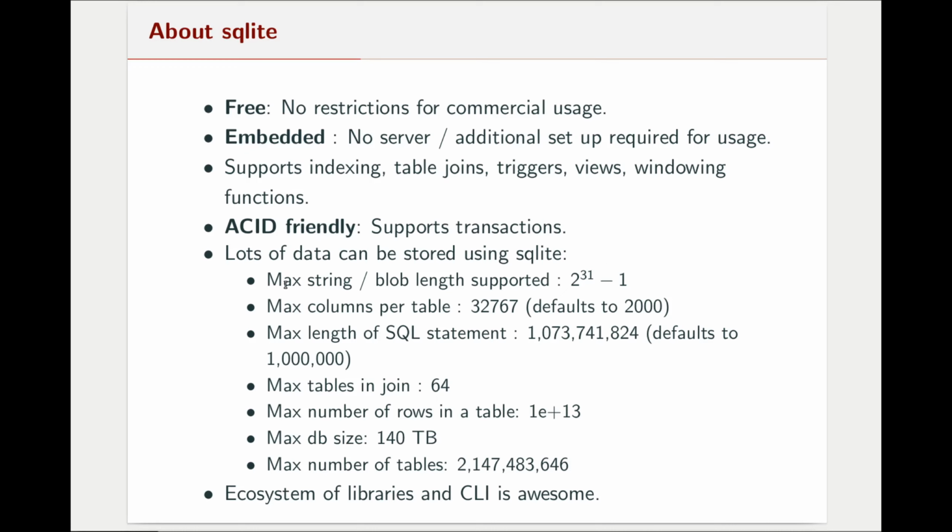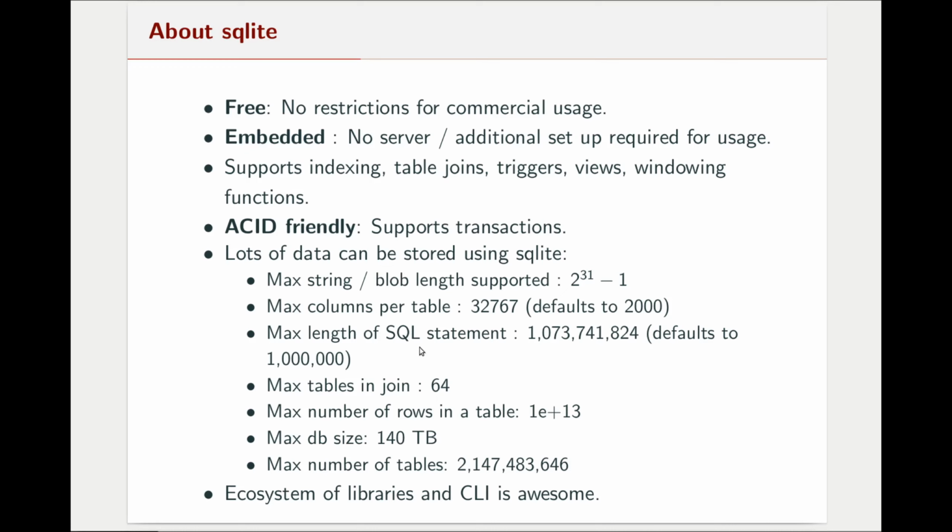For example, the maximum string or blob length supported is 2 power 31 minus 1. String stands for a bunch of characters that are enclosed within quotes. So these are things like your name or your address. Blob stands for binary large object. Things like your photograph or your MP3s, videos are binary objects, and that's what blob stands for, binary large object.